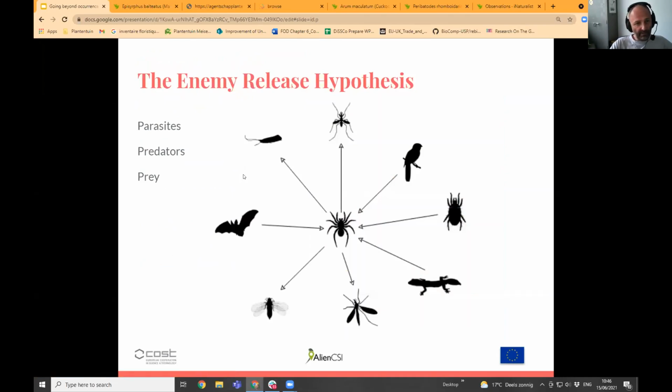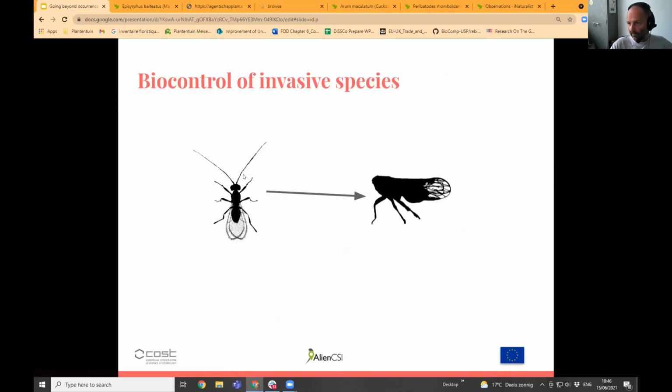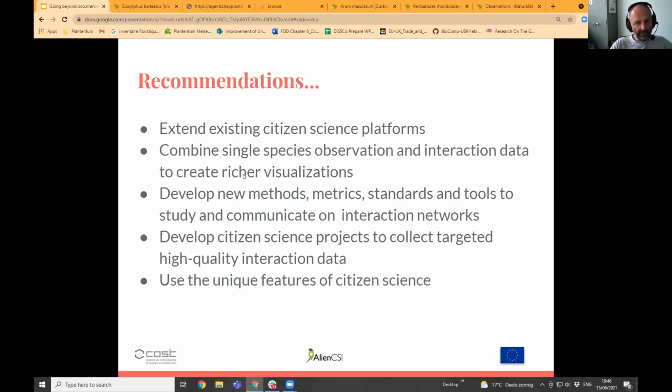And we have all these other hypotheses we could think of working on to do with invasive species, and I'll just go for those because I'm sure I've taken up too much time already. But we can think about all of those different things if we start collecting the data. So extending citizen science platforms, as I said, I think we're halfway there. We just need to go the last mile to do it.